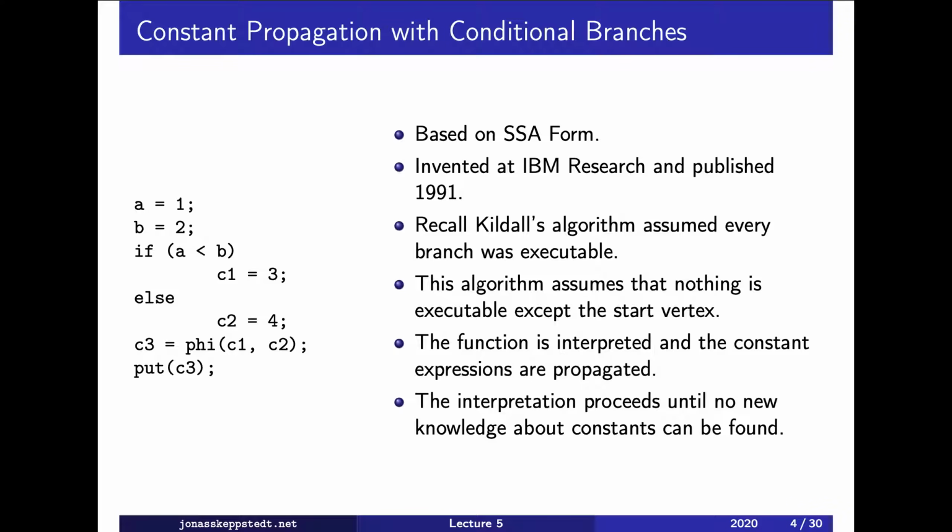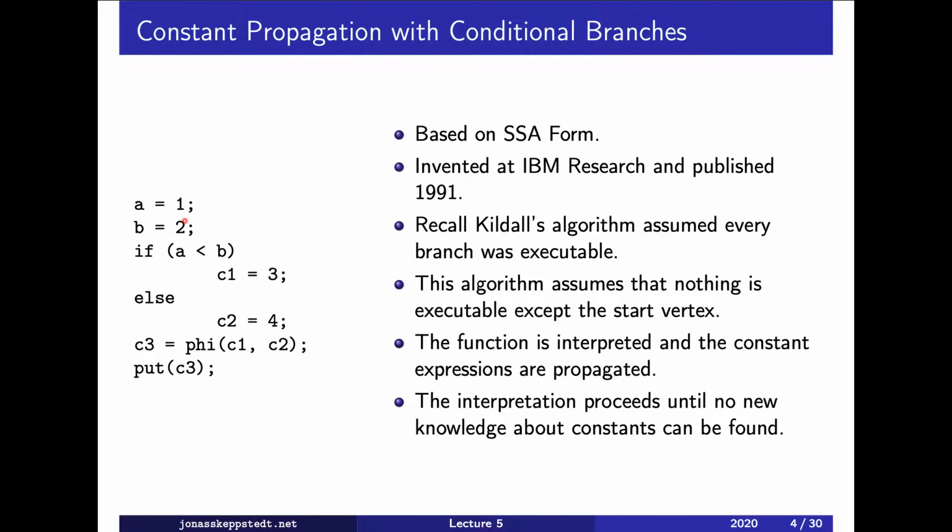So this was invented at IBM, and the idea is to not use iterative data flow analysis, but instead to assume that nothing except the start vertex can be executed, and then interpret the program starting here. So we still have the same lattice values as in Kildall's algorithm. And here A is given the value 1 and B 2.